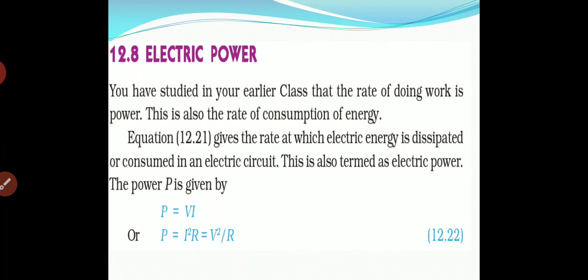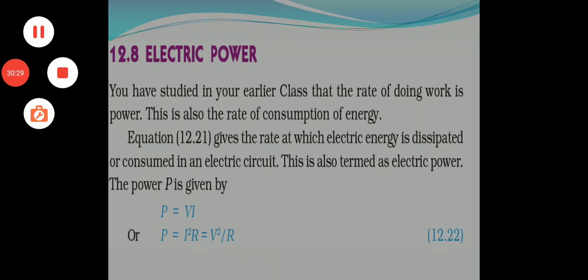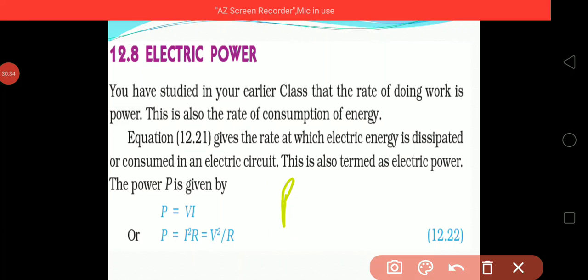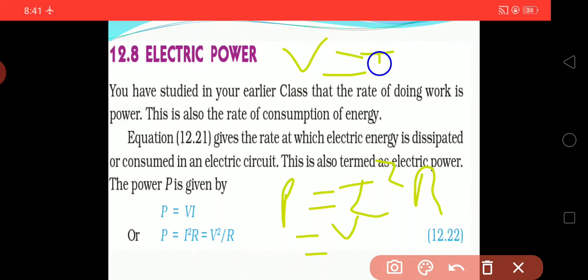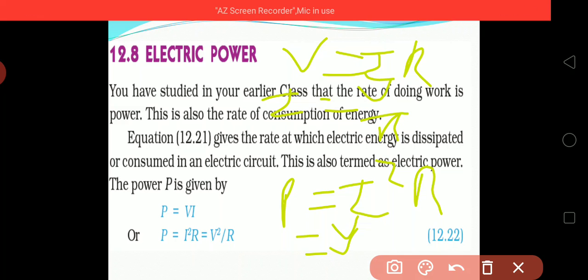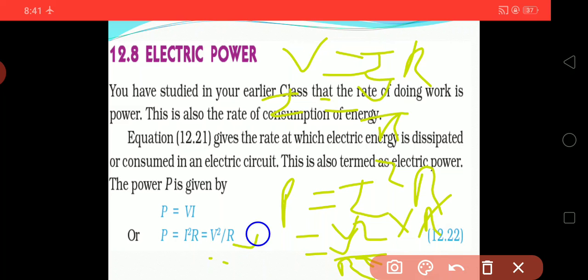Now if we talk about electric power, which we have already studied, P is equal to V I. Also P is equal to I square R, and it can be written as V square upon R. How? In place of I, we write V upon R. Since V is equal to I R, making I the subject, I is V upon R. So if we apply V square upon R square into R, one R will cancel and we will get V square upon R.